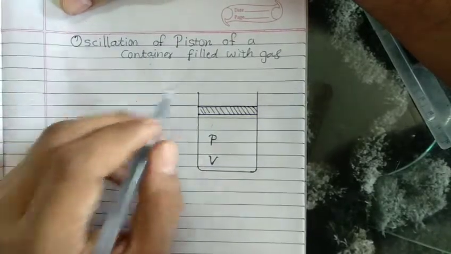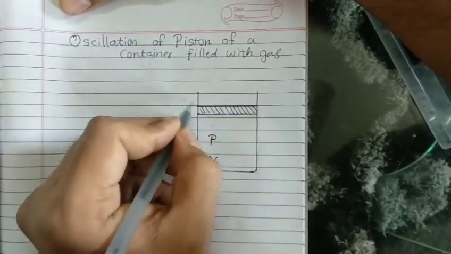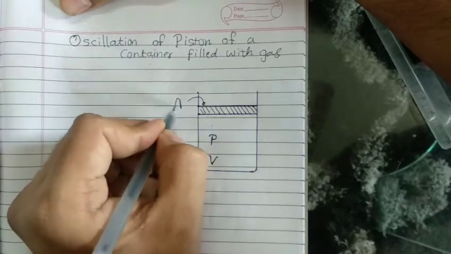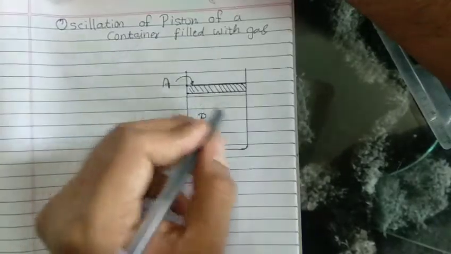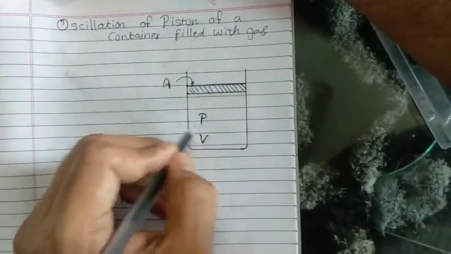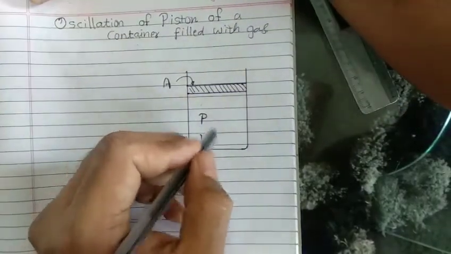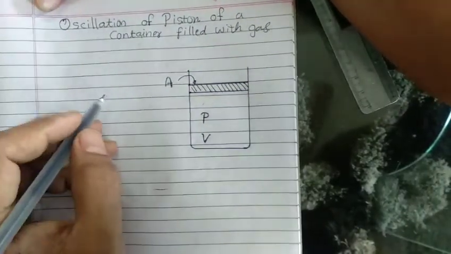See how to do it. Suppose the cross-section area of this piston is A. The pressure of the gas inside the container is P, and the volume is V. Now what happens?